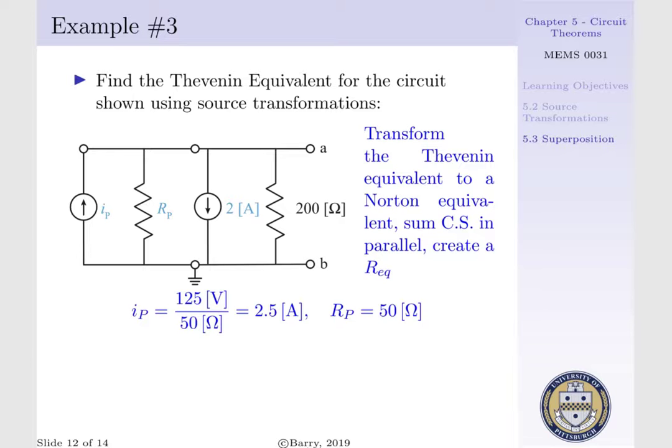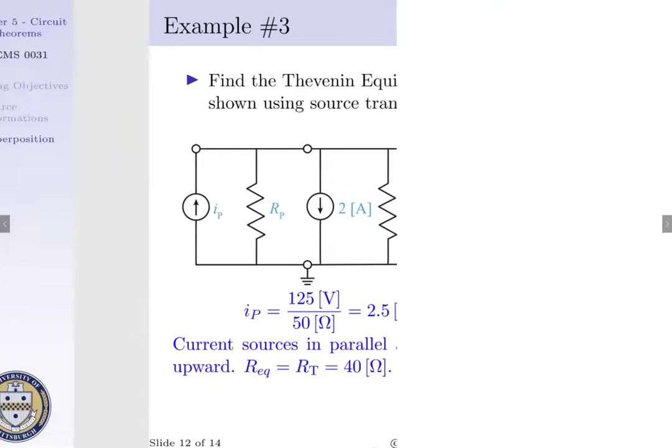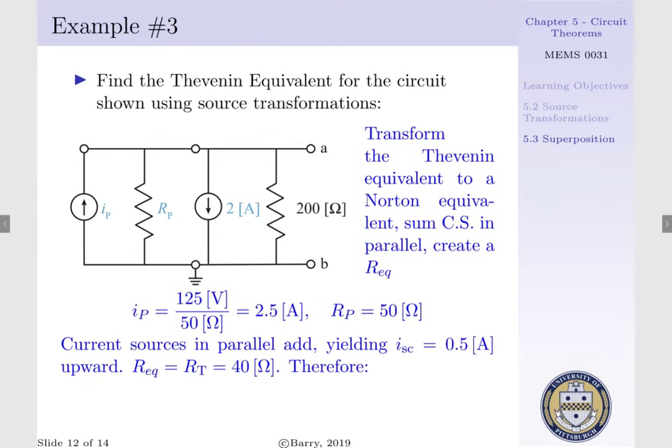Now that we have that, we have two current sources in a parallel configuration, such that Ip plus 2 amps would yield a net 0.5 amp upward. And then we can determine our equivalent resistance of our resistors in a parallel configuration. That is, we'd have 50 ohms times 200 ohms over the quantity 50 plus 200 ohms, which gives us an equivalent or Thevenin resistance of 40 ohms.